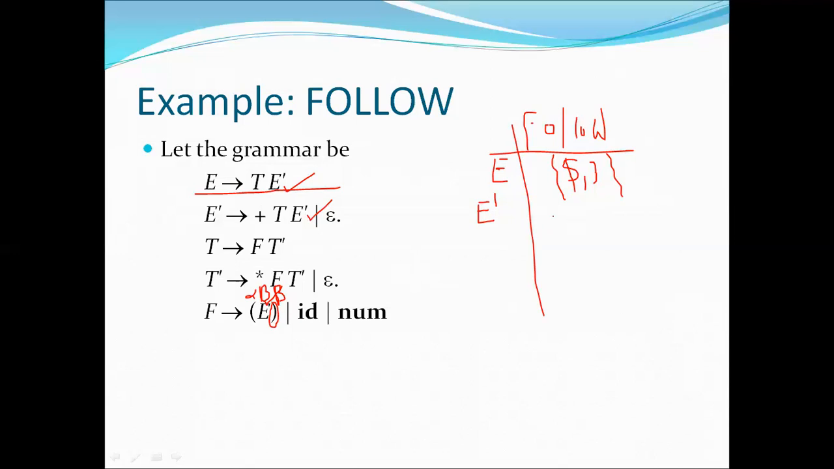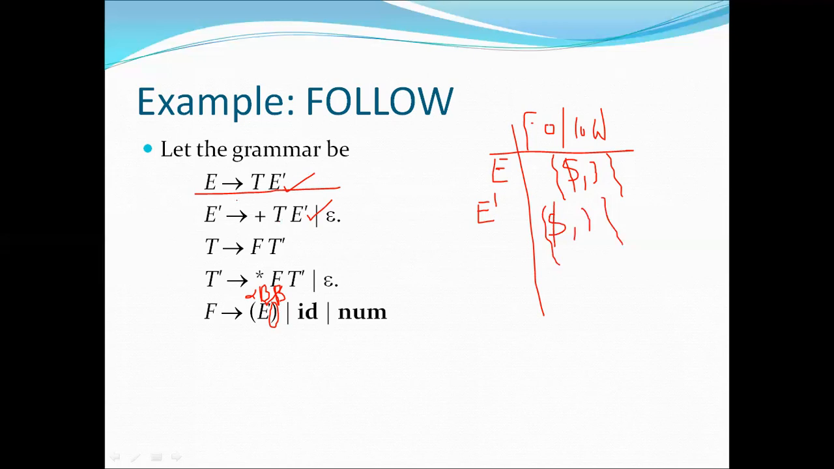So dollar and closing bracket. Just include it, dollar and closing bracket. And remaining, according to this first production, we got this only. And here also it is not following anything, so include the follow of E dash. E dash follow we already found is dollar and this one. So this will be the follow of E dash.